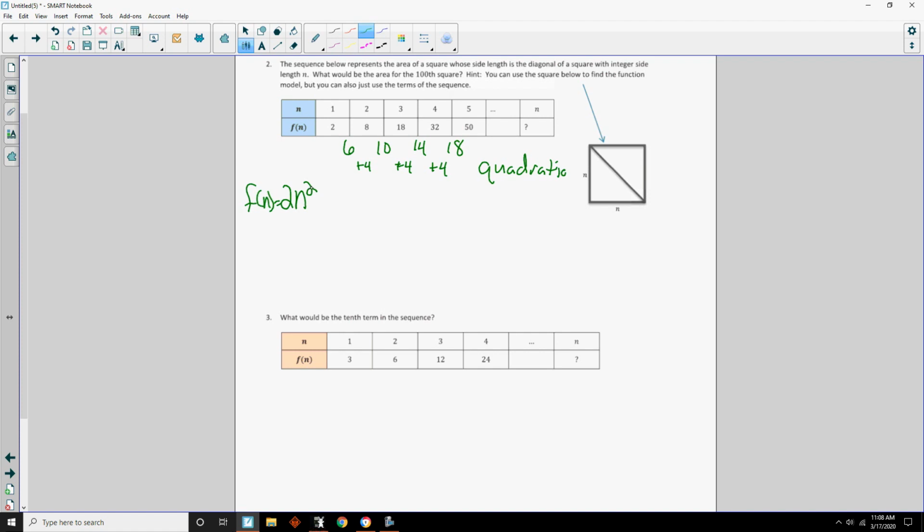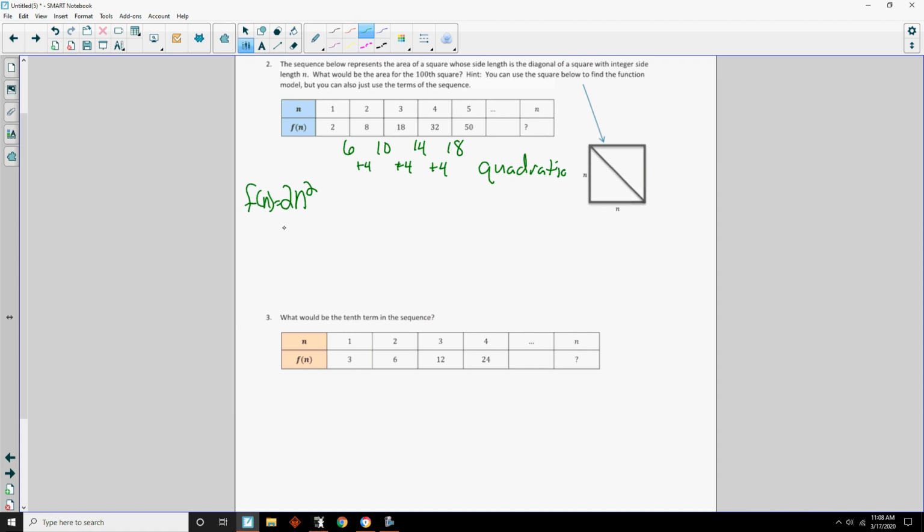So if I plug 1 in here, 1 squared is 1 times 2 is 2. 2 squared is 4 times 2 is my 8. Put 3 in here, 3 squared is 9, 9 times 2 is 18. Put 4 in, 4 squared is 16 times 2 is 32. So my function is 2n squared.